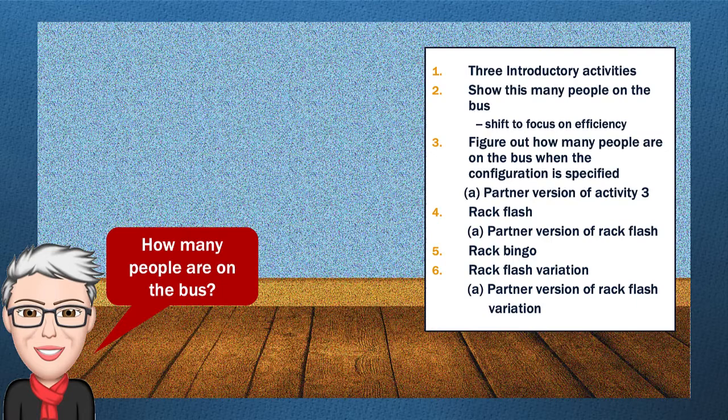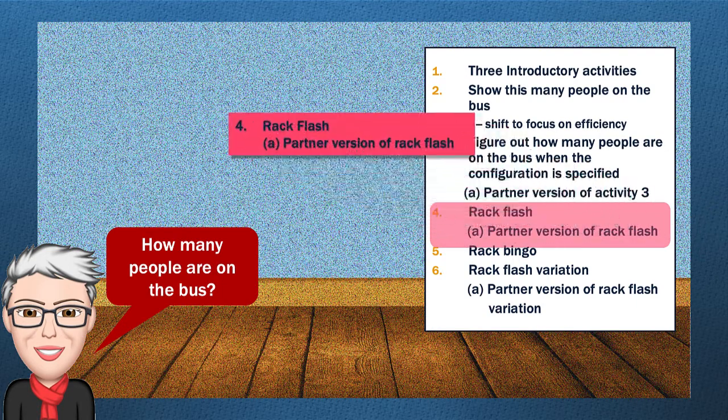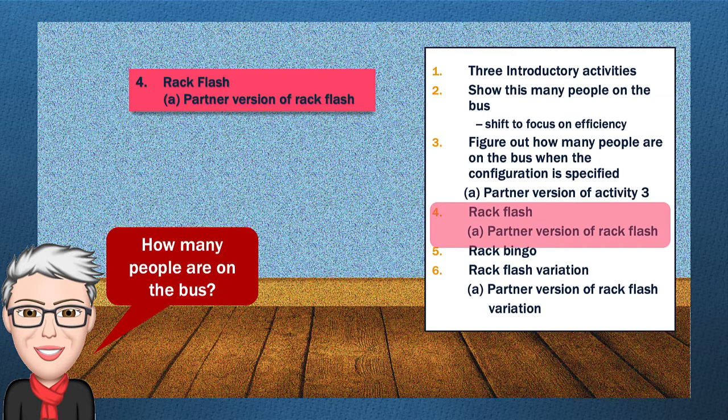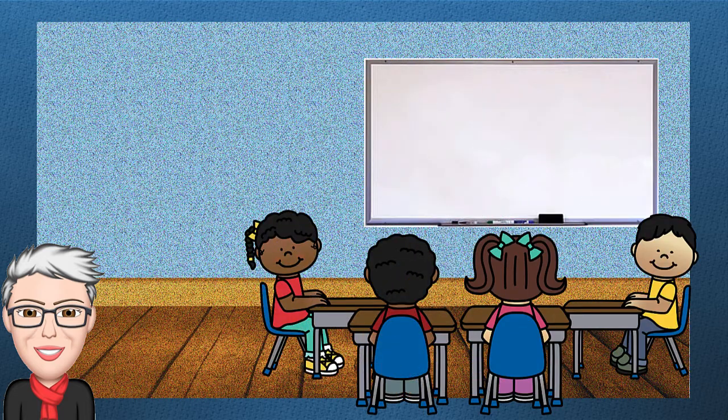Rack Flash is designed specifically to promote mental imagery. In this activity, the teacher flashes, not shows, some configuration on her arithmetic rack. The children's task is to figure out how many people are on the bus. And as in the previous activities, they are to try to do so without counting by ones. Now, during this activity, the children do not have their racks, so they have to rely on the images they see flashed on the screen.